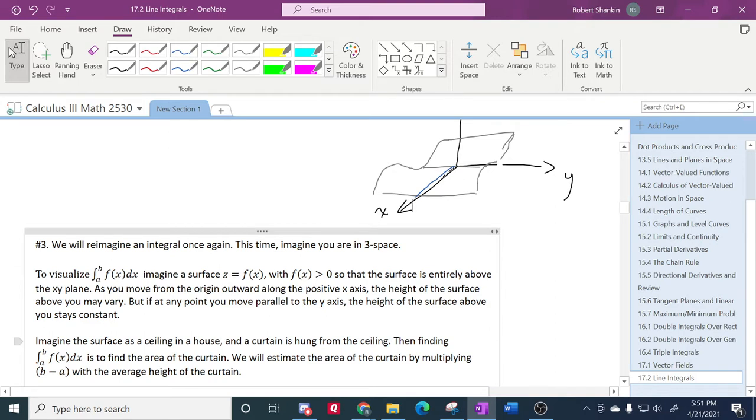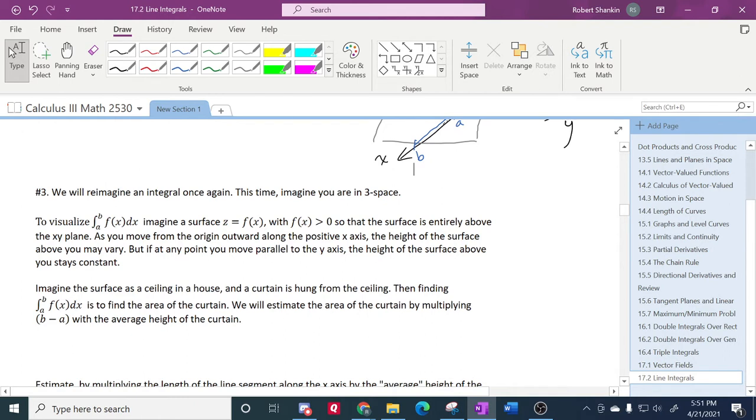We will estimate the area of the curtain by multiplying the distance along the x-axis. Suppose this was A over here and B over here. B minus A times the average height of the curtain. And then we get the area of that rectangle, which is a reasonable approximation of the area of the curtain.